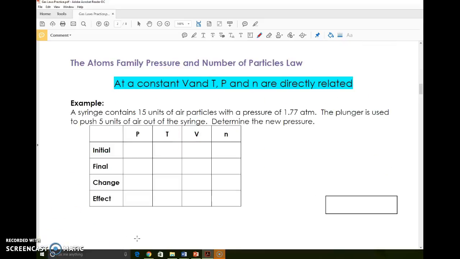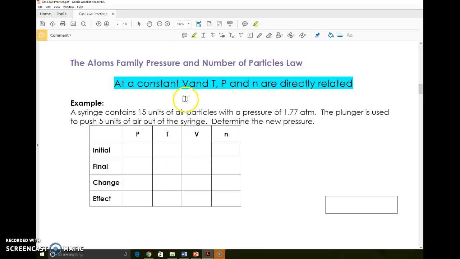In the second part of the lab, we were investigating the relationship between pressure and number of particles of a gas in a sealed container. As we added puffs of particles to the flask, we noted that the pressure increased and we saw a linear relationship on our graph. So we will summarize that in our pressure and number of particles law. At a constant volume and temperature, pressure and number of particles are directly related. Pause the video now to record this law in your notes.